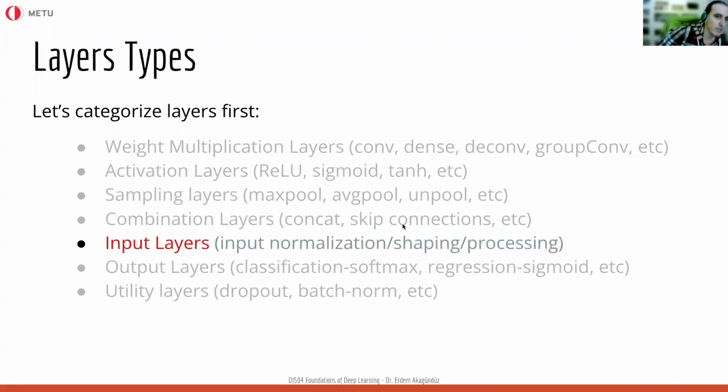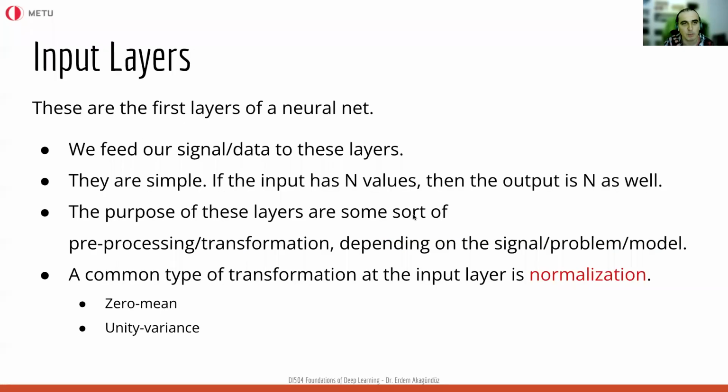And I continue with the input layers, guys. Input layers. You know what an input layer is, because we've seen it, we talked about input normalization. These are the first layers of a neural net. They're kind of special because you need to shape the distribution of the input to help the optimization process.